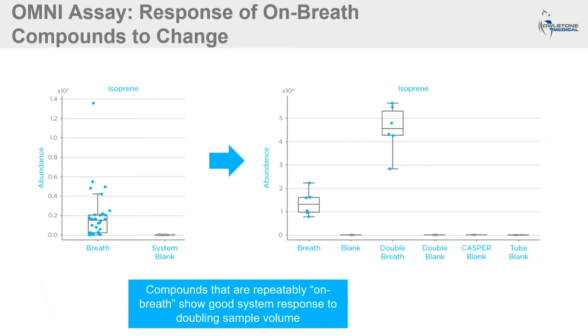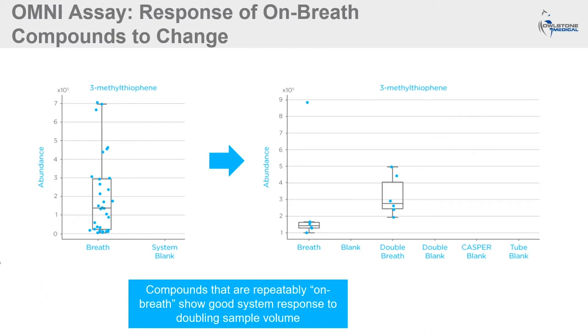So we carried out a small experiment, which was that we doubled the volume of breath that we took. So this is isoprene again. We know we see isoprene repeatedly on breath. And what we can see with isoprene is that when we doubled the volume of breath sample taken, we saw an increase in the response. Interestingly, you can see that the abundance of isoprene hasn't doubled in the system blank. So that's a really nice example of how we would expect an on-breath compound to behave. Here is 3-methylthiophene, similar story. The compound is found repeatedly on breath, and when we double the sample volume, we double the response. So this kind of system response is what you would require in order to see a biomarker if it's there.